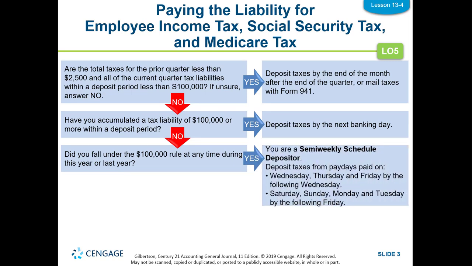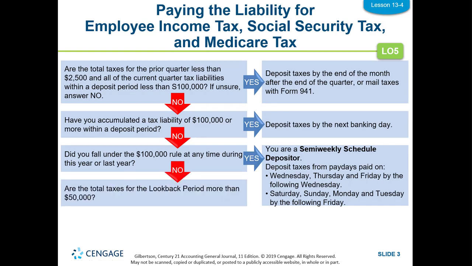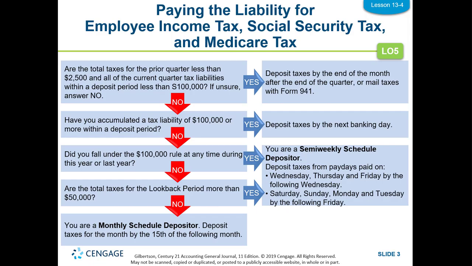Yes, you are a semi-weekly scheduled depositor, and taxes from pay periods on Wednesday, Thursday, Friday are deposited by the following Wednesday, and Saturday, Sunday, Monday, and Tuesday by the following Friday. If you said no to this question, then you ask, are the total taxes for the look-back period more than $500,000? Yes, answer that one. No, you are a monthly scheduled depositor. Deposit taxes by the 15th of the month following the month.